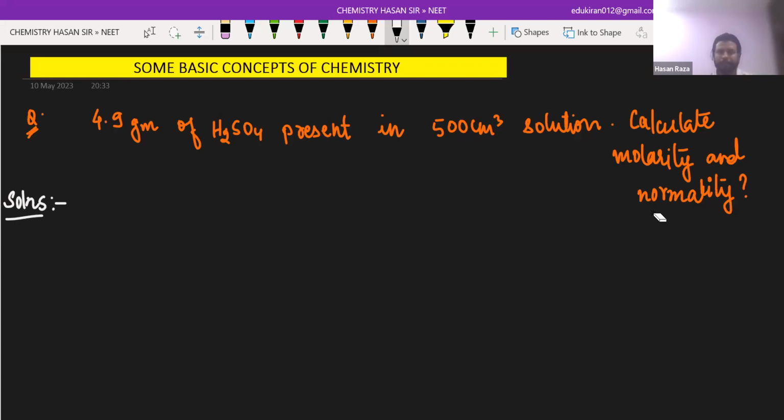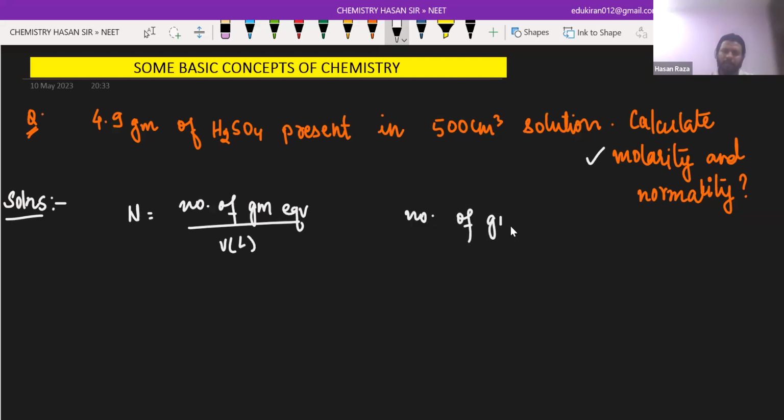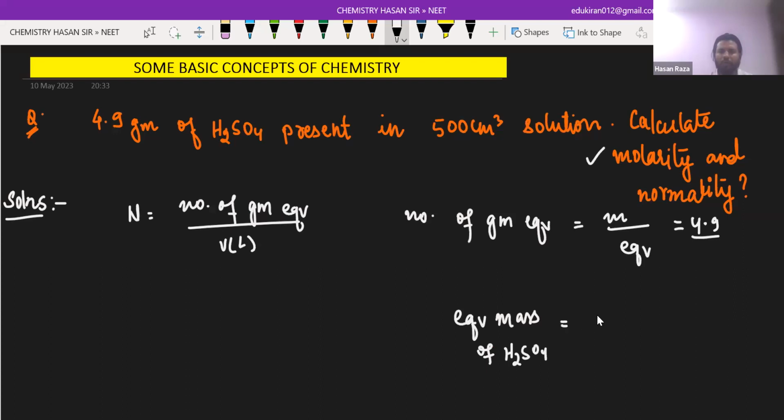Any answer? This is quite good. And for normality, you know that it will be number of gram equivalent upon volume of solution in liter. But number of gram equivalent is not given directly. So number of gram equivalent has a formula, as you already know, that is given mass upon equivalent mass. Given mass, you can see that is 4.9, and equivalent mass, we have to check equivalent mass of what? H2SO4. So this will be equal to molar mass of H2SO4 upon X, that is N factor.